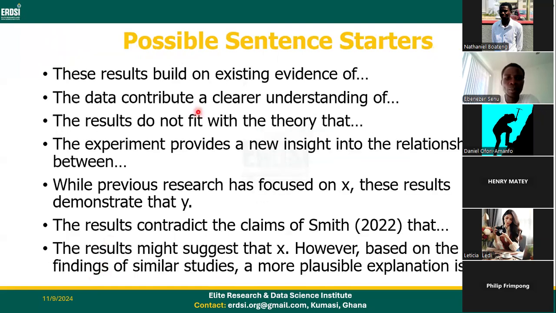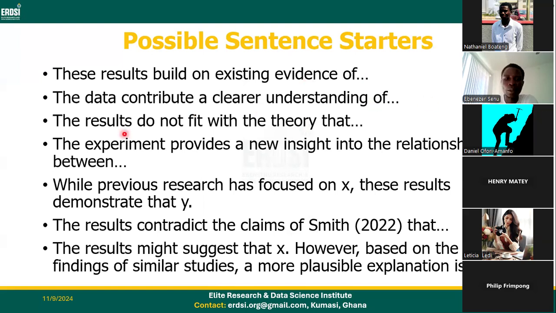So some of the possible sentences that you can say: this result builds on existing evidence that high body temperature is associated with COVID infection and the like. So this kind of result becomes very easy to discuss, because it's already the same thing in the literature. Or the data contribute to a clearer understanding of diseases.